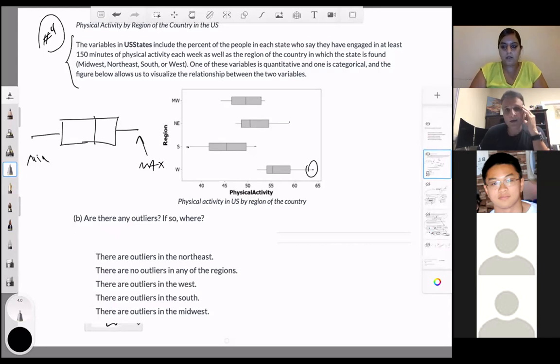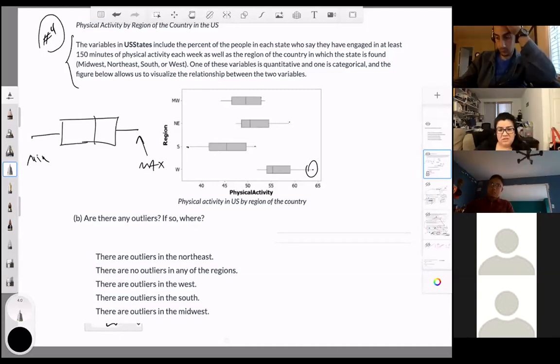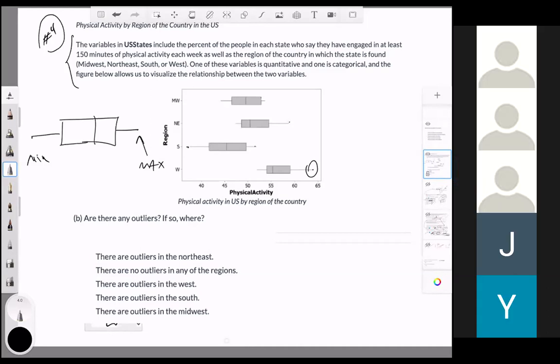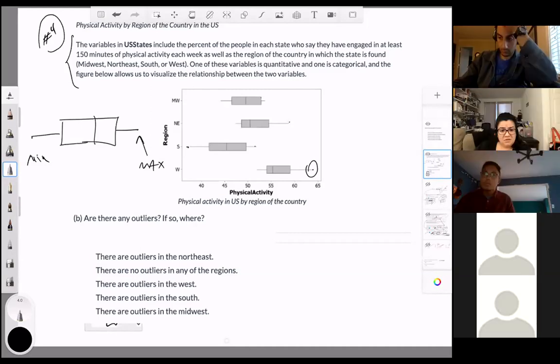Do we have any outlier here? No? How do we know there is an outlier or not on the graph? There are no additional dots. If there is something like that, then we have an outlier. Excellent. There are no outliers in any region.